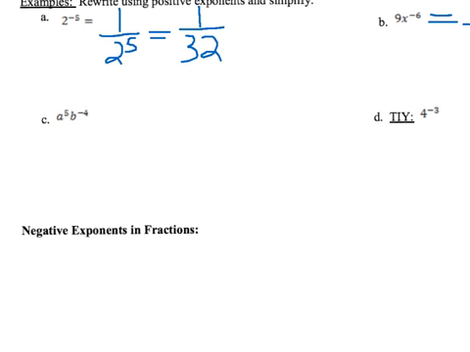Let's look at part C. I have a to the 5th times b to the negative 4th, and I want to find out what this will be with only positive exponents, simplified completely. Once again, I only have one thing with a negative exponent, and that's b to the negative 4th. So my a to the 5th is going to stay the same. And in order to get that reciprocal of b to the 4th, I need to put it in the denominator. So we have a to the 5th over b to the 4th.